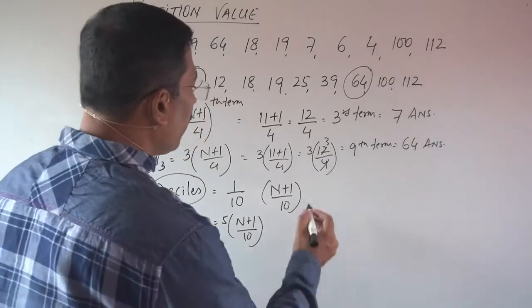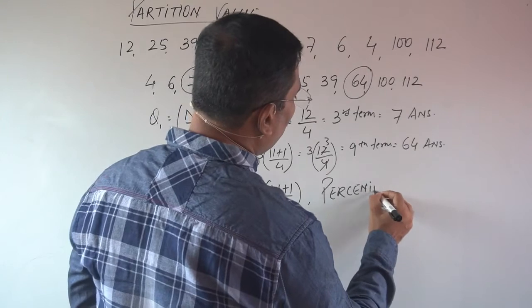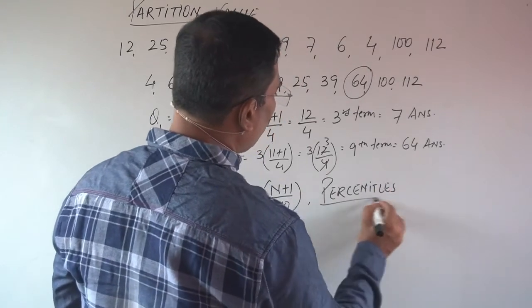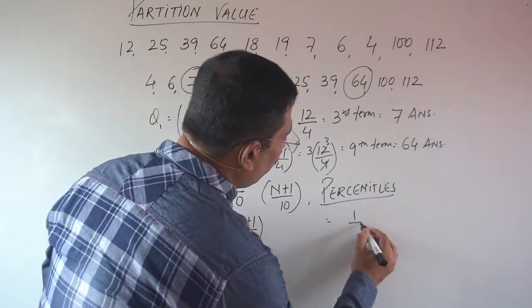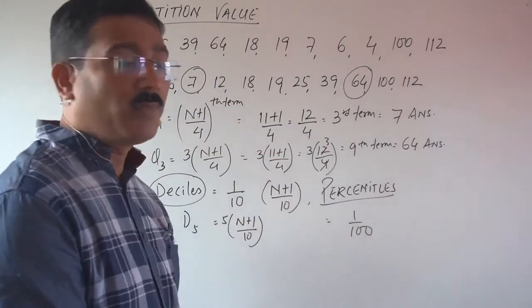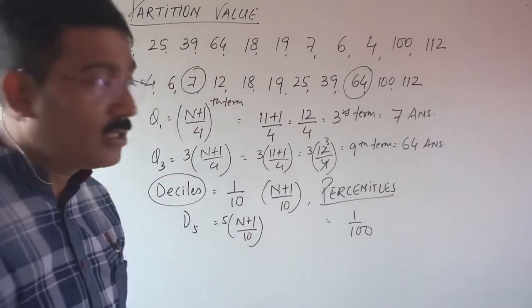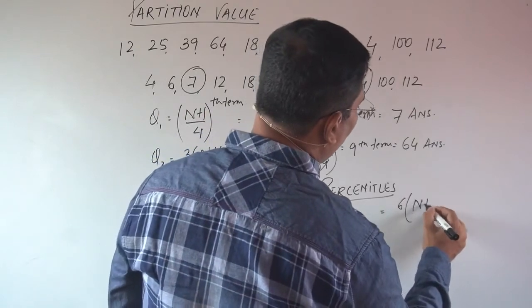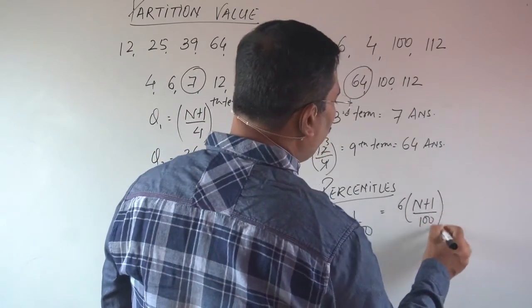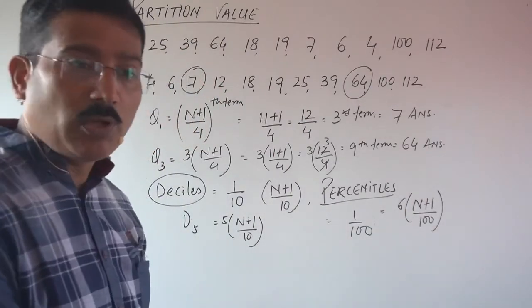In the same way, there is percentile. I think students are very clear about this terminology. Percentiles refer to 100, 1 upon 100. If it is given, say, 6th percentile, how will you calculate? 6th percentile means 6 times (n plus 1) upon 100th term. Very clear? No problem at all.